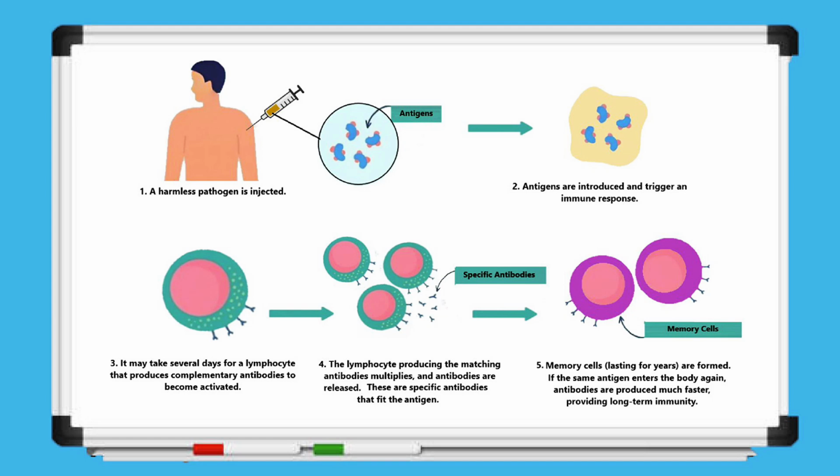At the same time, memory cells are formed. These memory cells provide long-term immunity and allow the body to respond much faster if the same antigen is encountered again. In this way, vaccination trains the immune system to recognize and fight off infections efficiently, keeping the body protected against future diseases.